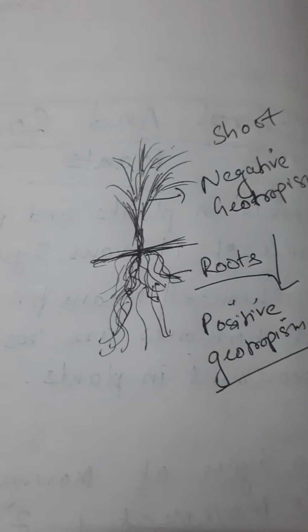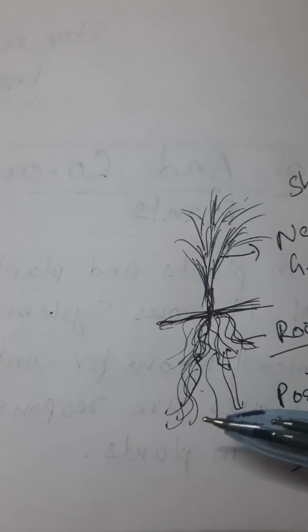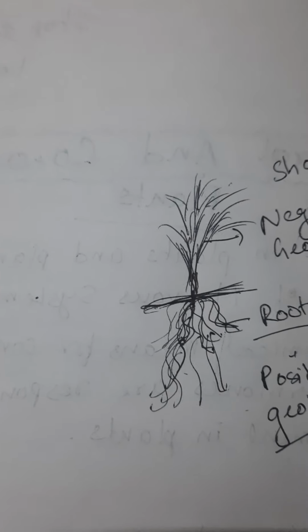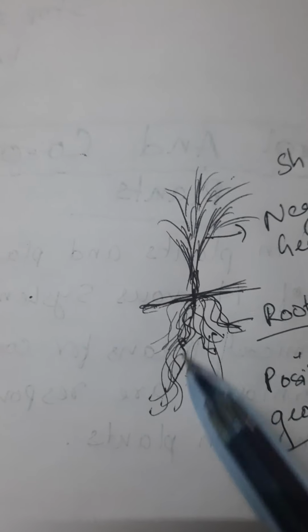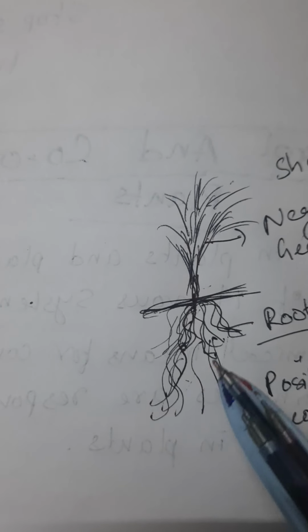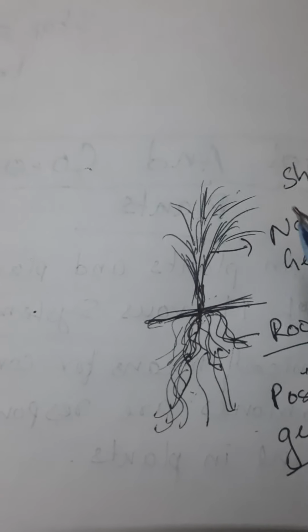Geotropic movement means when the growth of the plants is in response to the gravity. When plants are responding to the gravity, or geo means earth, to the earth or to the soil, it is called geotropic movement. And the growth of the roots in a plant shows positive geotropism, and the shoot growing opposite of the soil, earth, or gravity shows negative geotropism.